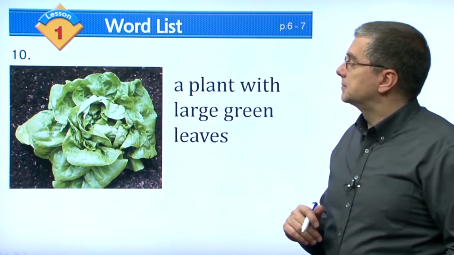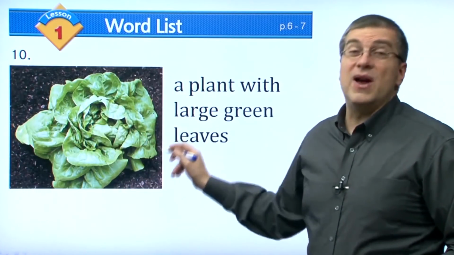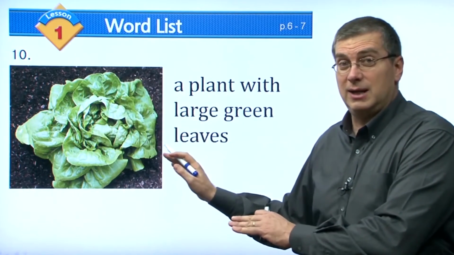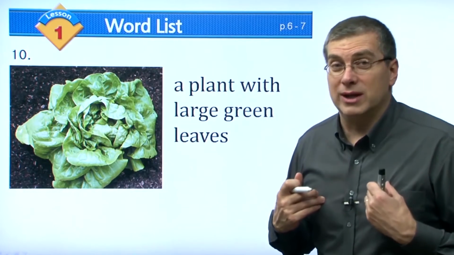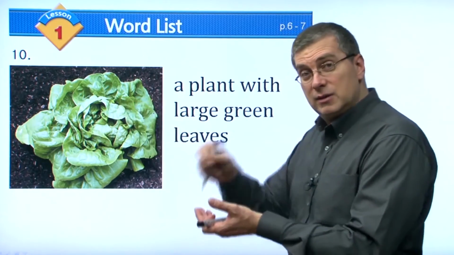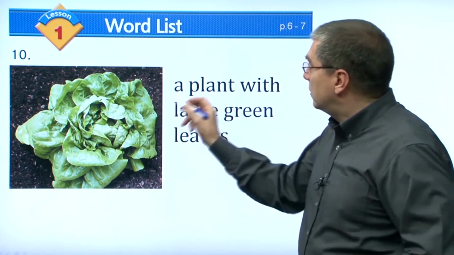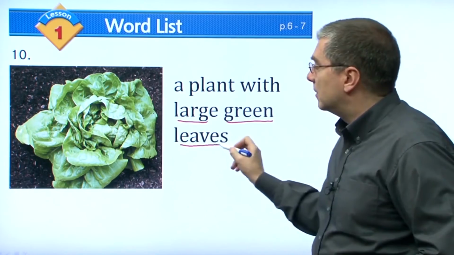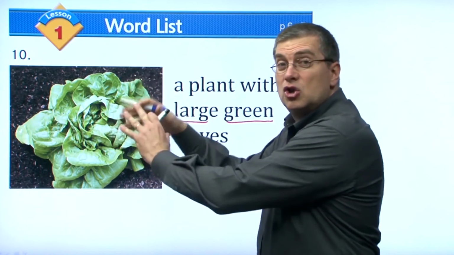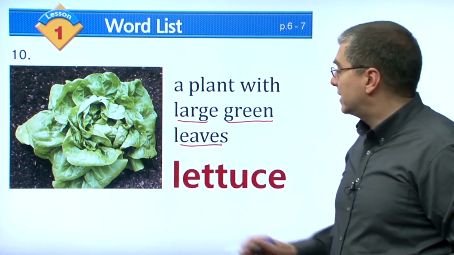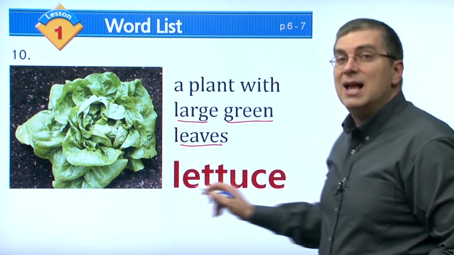Okay, let's move on. Now, this is also very common, especially with Korean dishes, right? I really like bulgogi, right? And when I eat bulgogi, I use this to put the bulgogi in. What do we call this? A plant with large green leaves. It has many large green leaves. Okay, what do we call it? In English, we say it's lettuce.